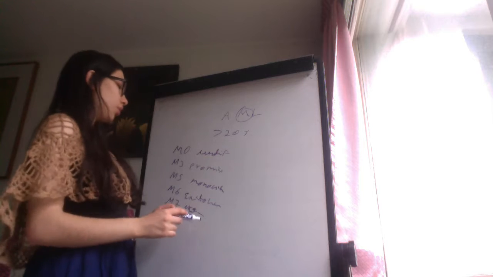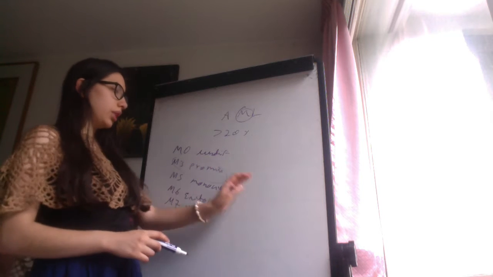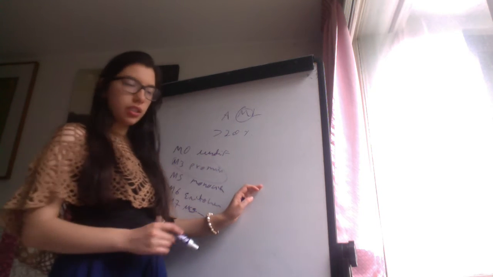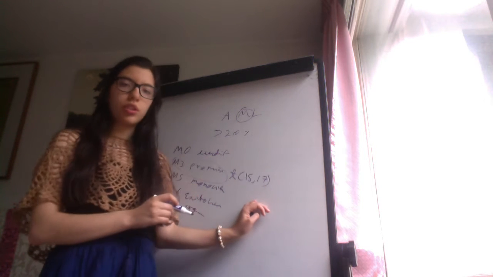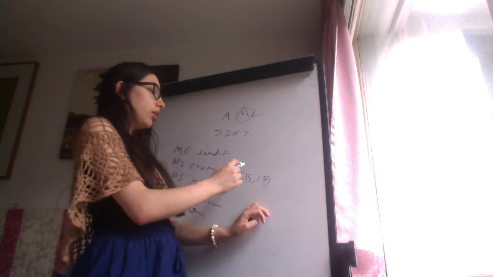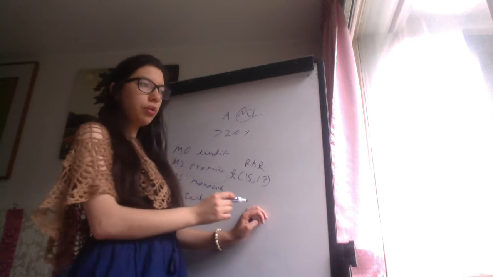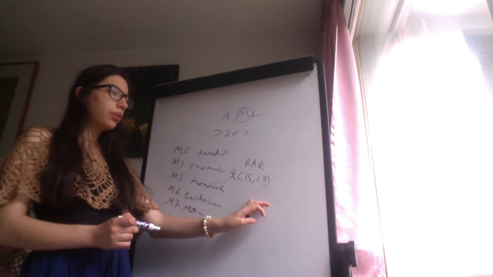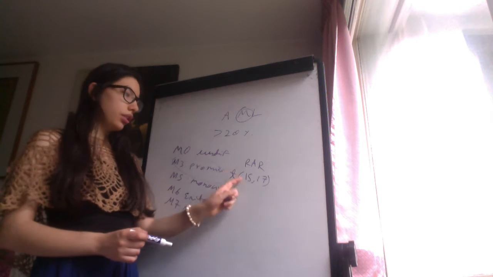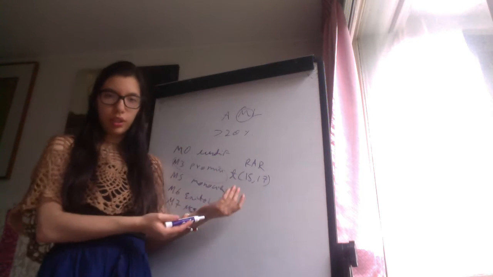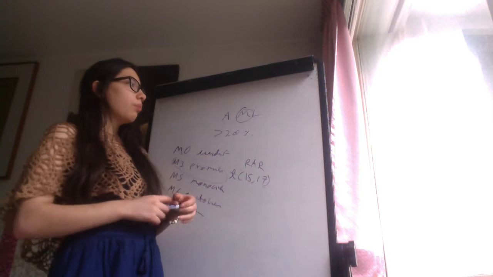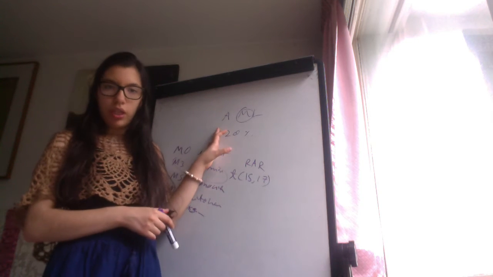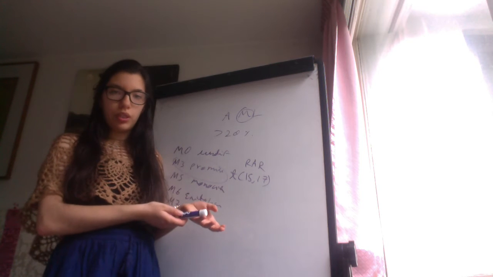Now, the most common would be M3, the promyelocytic leukemia, and we know that this is the translocation between chromosome 15 and chromosome 17 involving the retinoic acid receptor. Remember, the neutrophils need the retinoic acid receptor and retinoic acid to mature. So, because this is an acute leukemia, there is no neutrophil maturation.